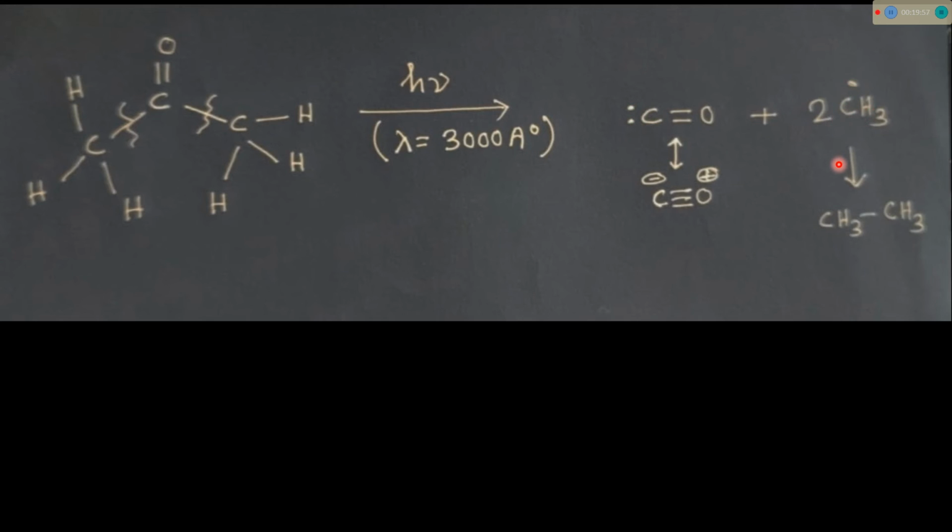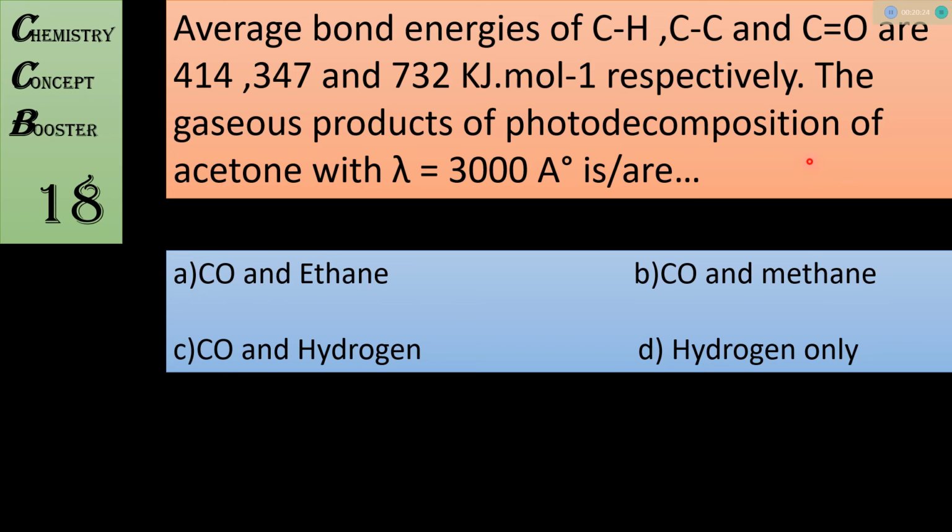Now these two methyl radicals may combine to form ethane, and carbon monoxide is a gas. So after photodecomposition of acetone using light whose wavelength is 3000 angstrom, the gaseous products are carbon monoxide and ethane. So the correct option for this question is option A, carbon monoxide and ethane.